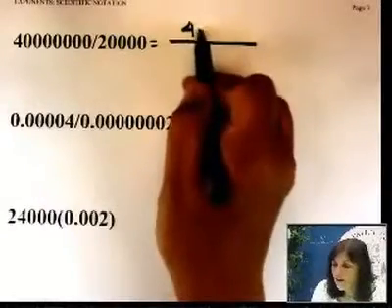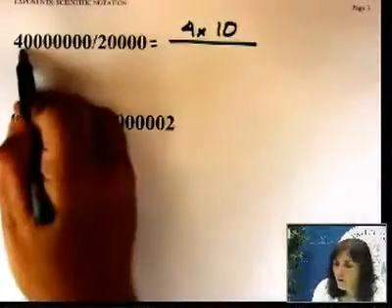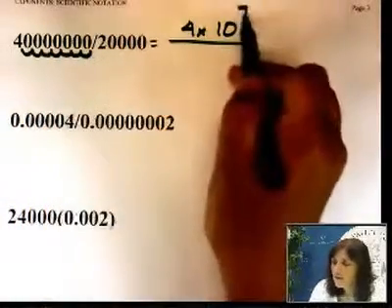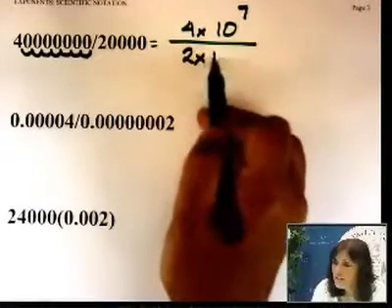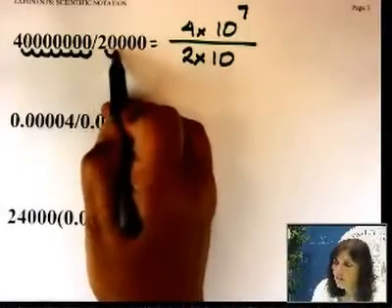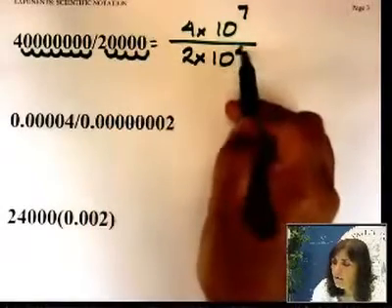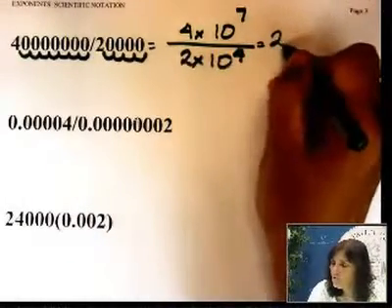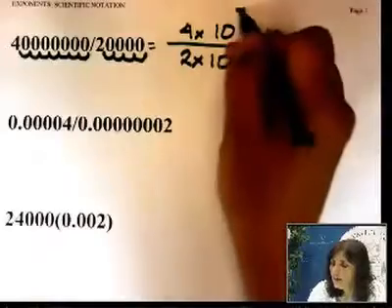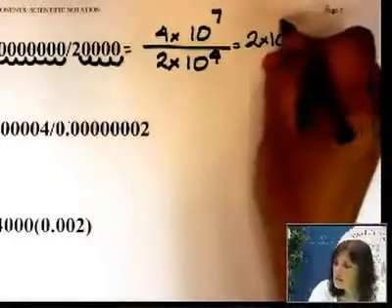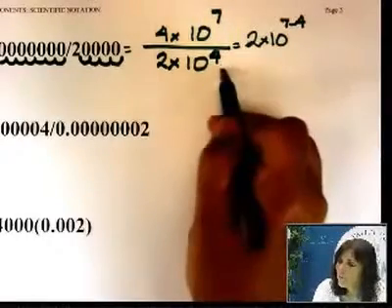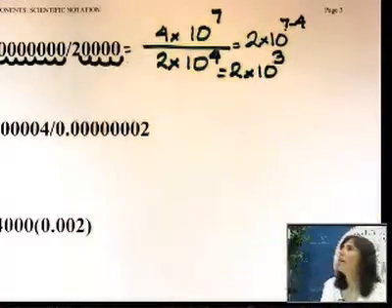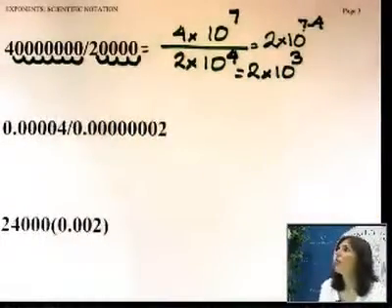4 times 10 to the, let's count, 1, 2, 3, 4, 5, 6, 7. How about 2 times 10 to the, 1, 2, 3, 4. Now, 4 divided by 2 is 2. 10 to the top, bottom. Remember your exponents. Subtract the bottom from the top. 2 times 10 to the 7 minus 4, 3. This is a lot easier than dealing with all these zeros.